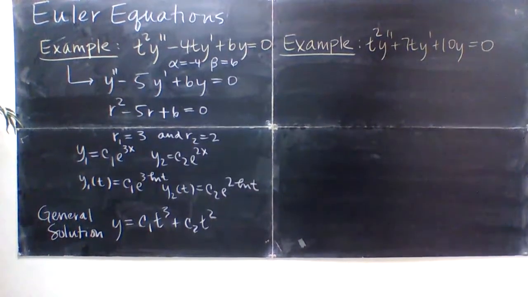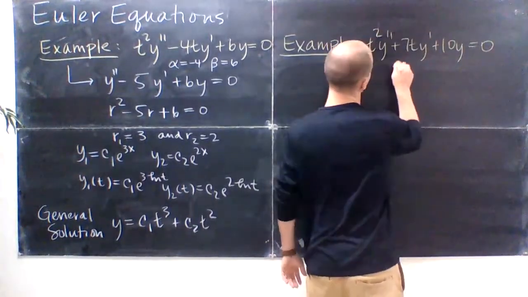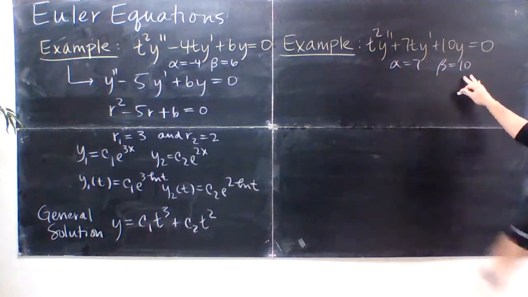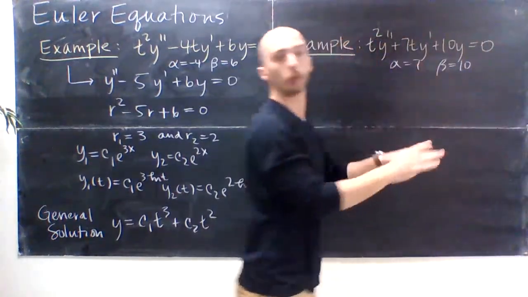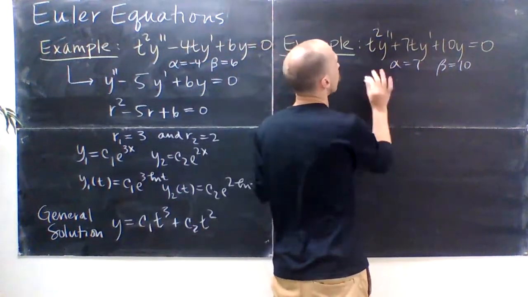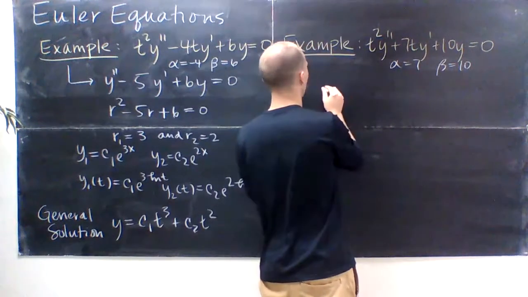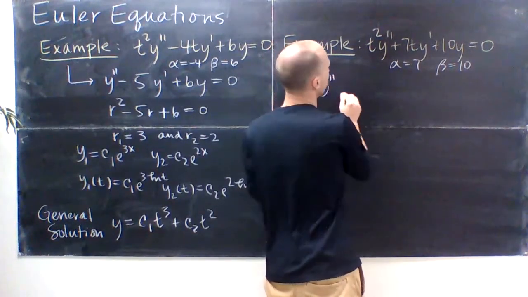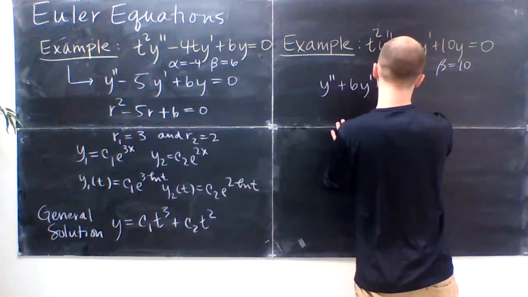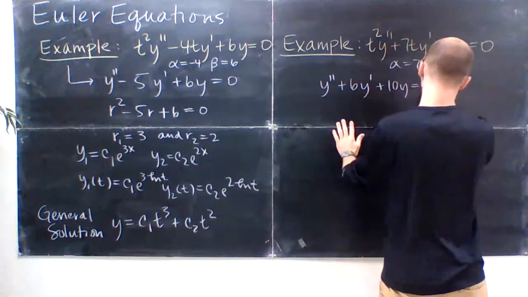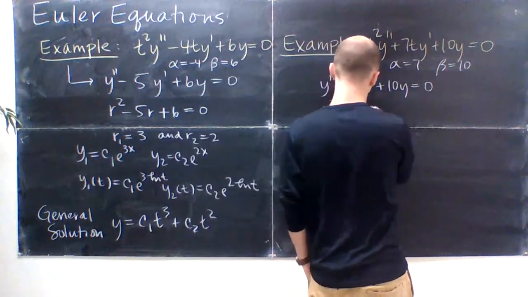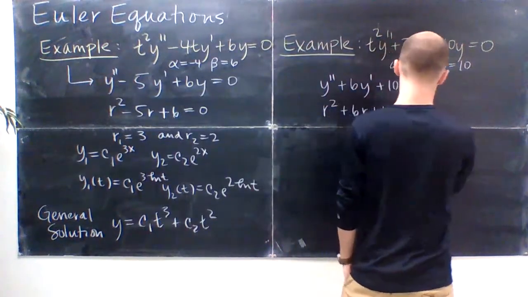So this one, I'm going to do the exact same thing. Alpha equals 7, and beta equals 10. The beta's not going to change. Alpha's going to get decreased by 1. The t's are going to go away. That's really what's going to happen here. So I've got y double prime of x plus 6y prime plus 10y equal to 0. So that's r squared plus 6r plus 10 equals 0.